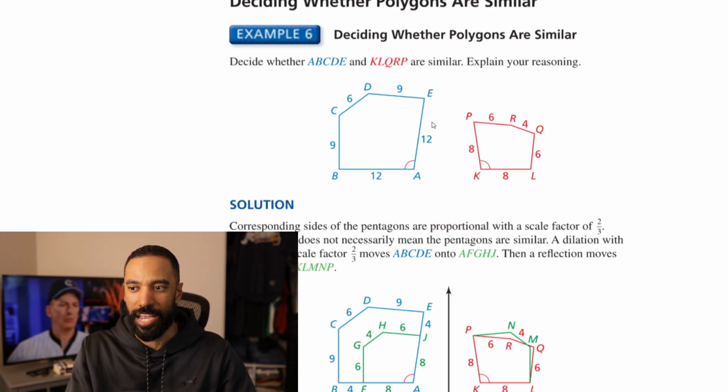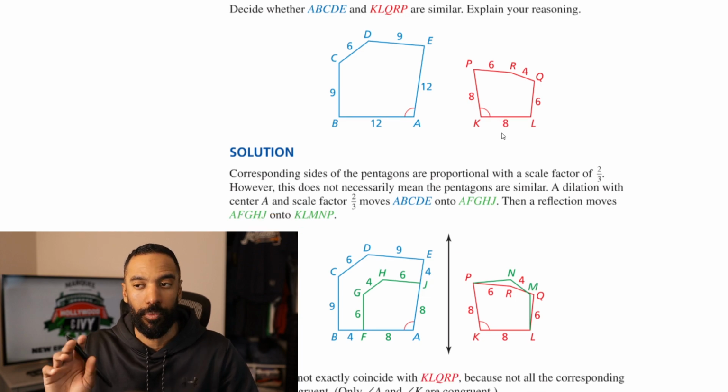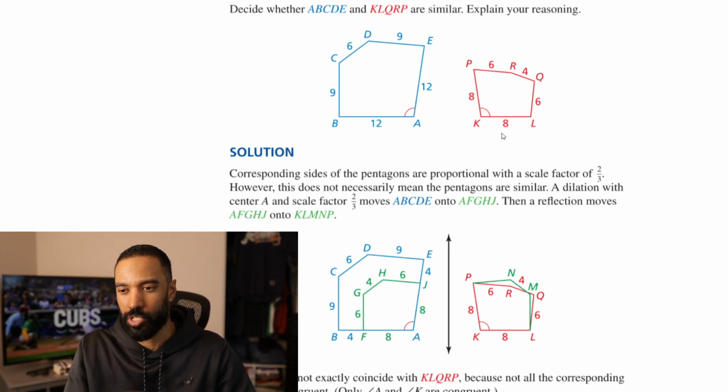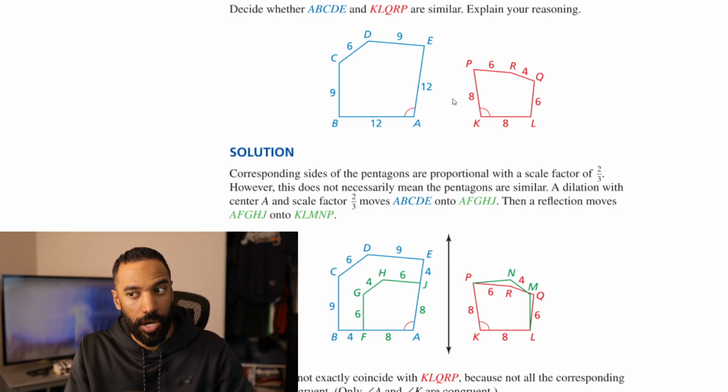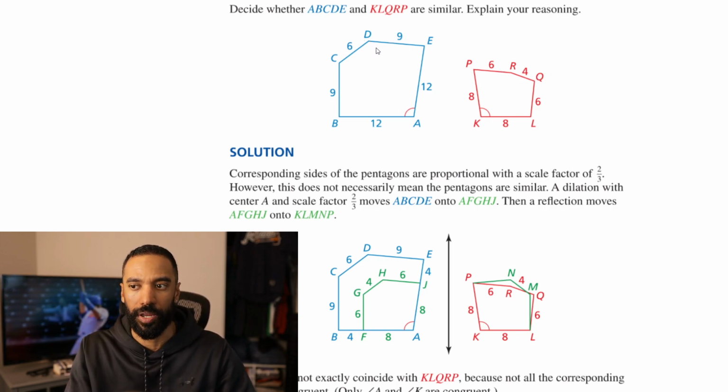you can see this 8 should be with the 12, and the 6 with the 9, and the 4 with the 6, etc. But we got to make sure that they all fall in correspondence of each other, for one thing. But is that still a guarantee? Let's see what they say. Corresponding sides of the pentagons are proportional with a scale factor of 2/3. Okay, so everything is 2 to 3, 2 to 3.